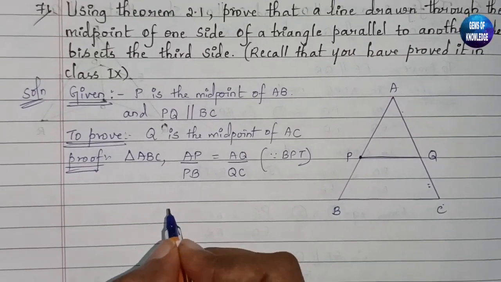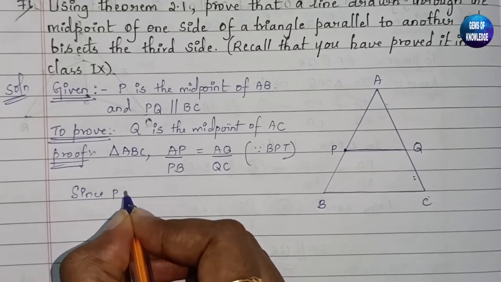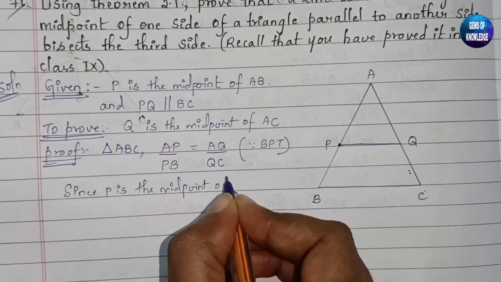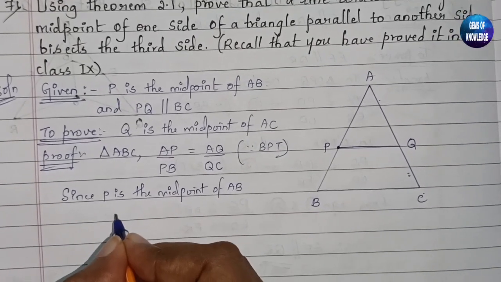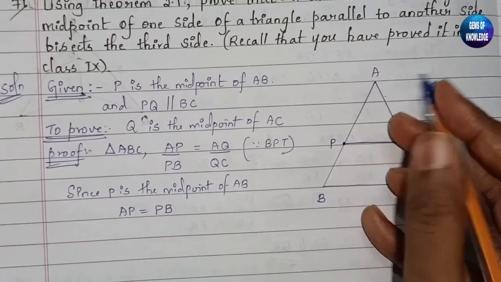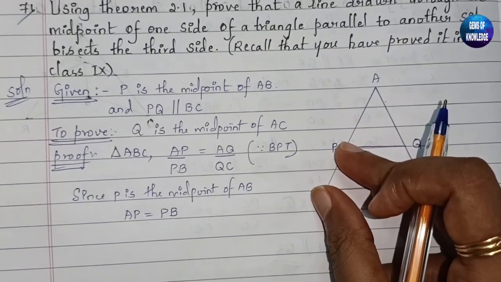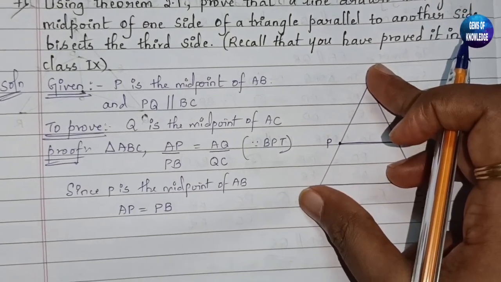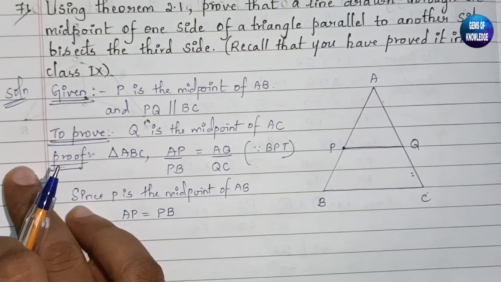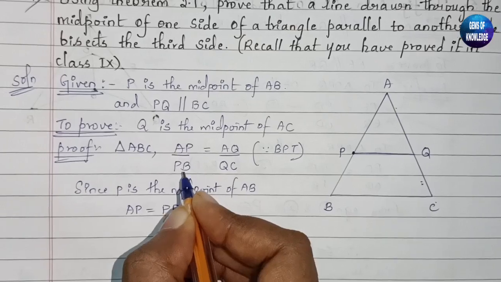Now, since P is the midpoint of AB, we will get AP is equal to PB. Since this is the midpoint, this part and this part are equally divided. If this is 4 centimeter, then P divides it into two parts of 2 centimeter each. So in place of AP, we can write PB.